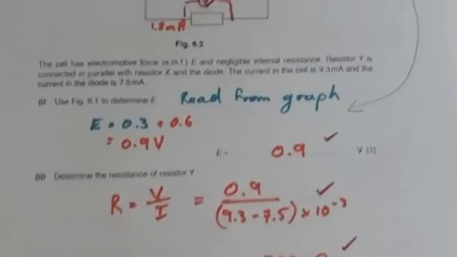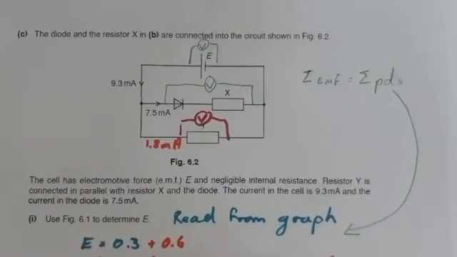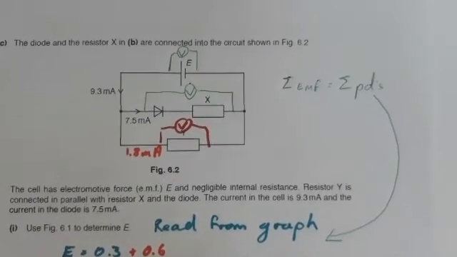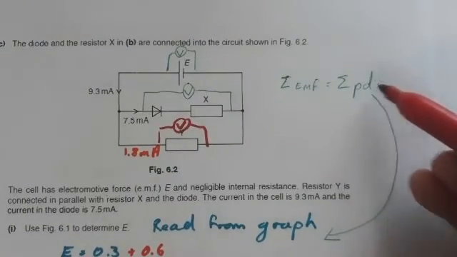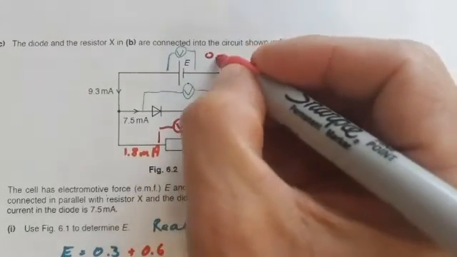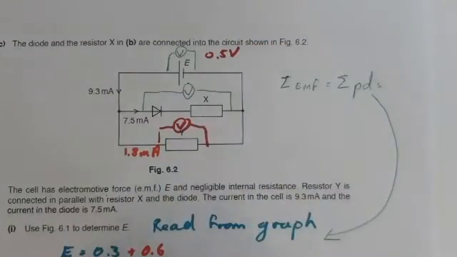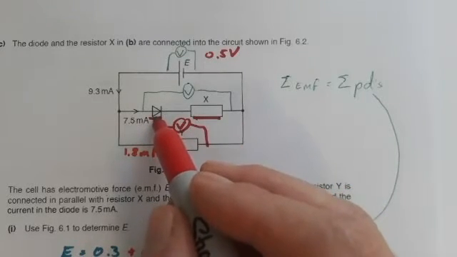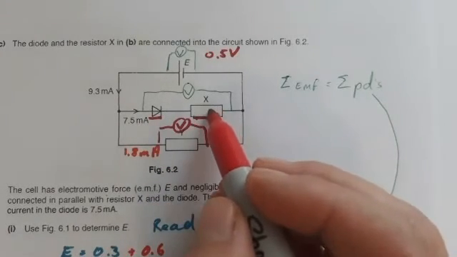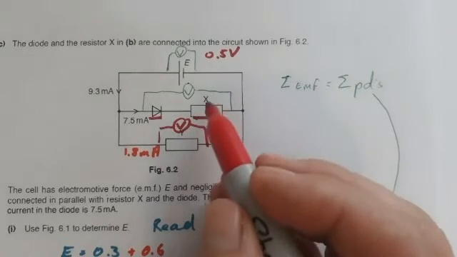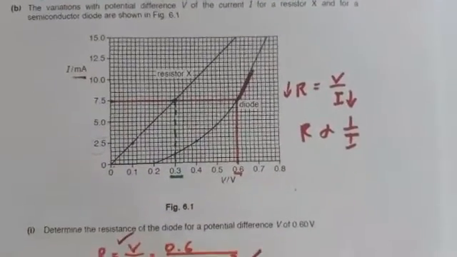If we apply our starting principle, the one that we did right in the beginning, where we said the sum of the EMF is equal to the sum of the potential differences. That means my EMF now in the second situation is 0.5 volt. That means the sum of the potential difference over my diode plus the potential difference over X must equal 0.5. Let's use our graph. You're going to kick yourself.